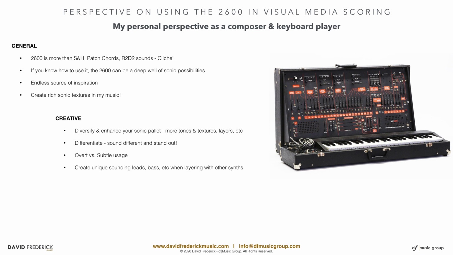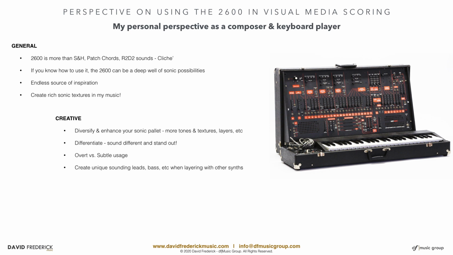The 2600, and we'll see this in the use cases in a minute, really enables me to be overt, where yeah, that's a synthesizer, that sounds super cool, to more of the subtle cases where I'm using it to enhance the string section or brass samples or whatever it may be. And it also gives me the opportunity to create some really unique leads and bass sounds, particularly if I'm layering the 2600 with other instruments.